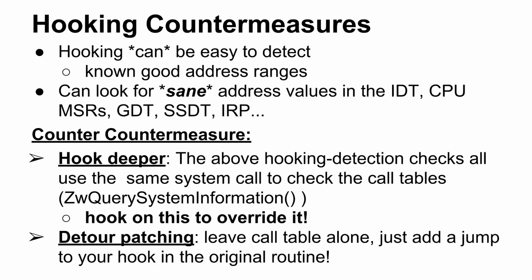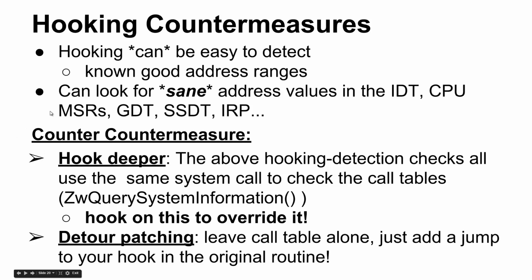So let's talk about countermeasures for hooking. Hooking can be easy to detect depending on how it's done. If it's for, say, the GDT or something like a driver IRP dispatch table, it can be easy to check for, because that should be static in that case, whether or not it contains known good address ranges. This is similar again to the Linux kernel integrity measurement approach, and many antivirus and rootkit detection tools do this. They look for simply sane address values in these various tables.